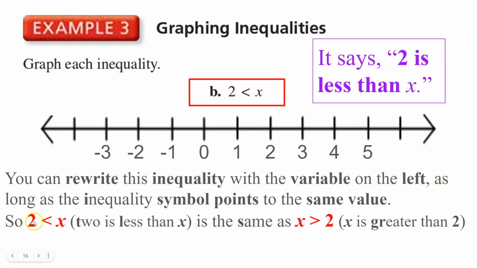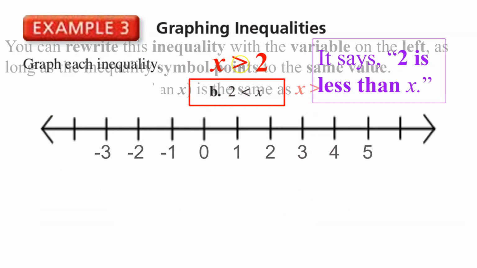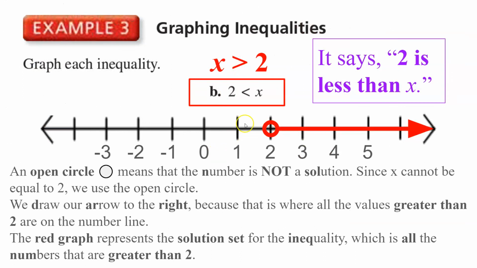So down here in red, 2 is less than x is the same as saying x is greater than 2. So we can write x is greater than 2, and you'll see the inequality is still pointing at the 2 and opening to the x, so it has the same meaning. 2 less than x is the same as x greater than 2. All right, now that we have it written this way, let's talk about our graph.